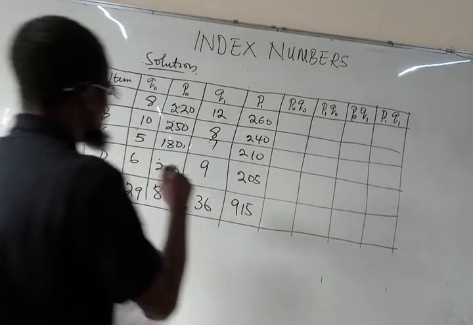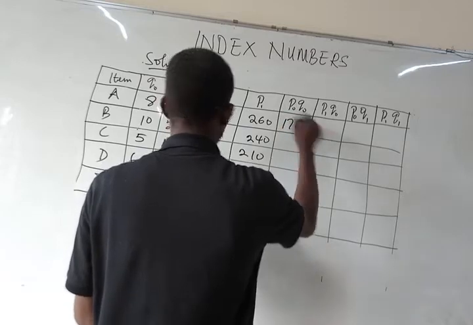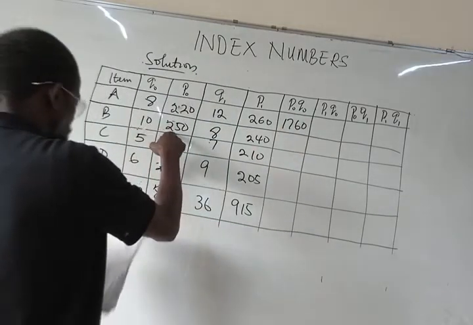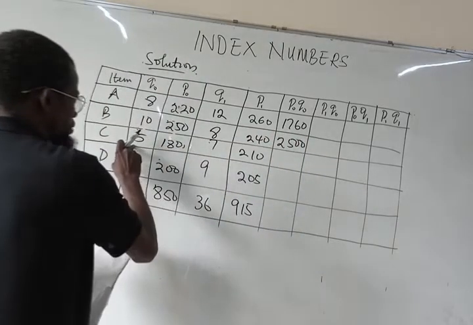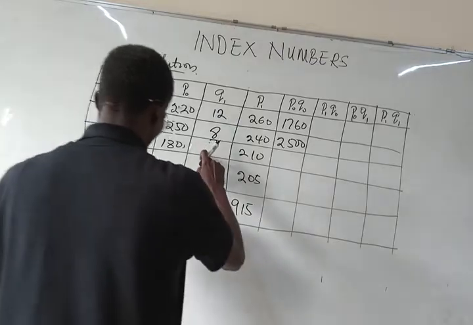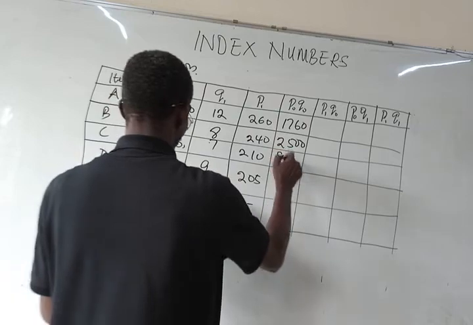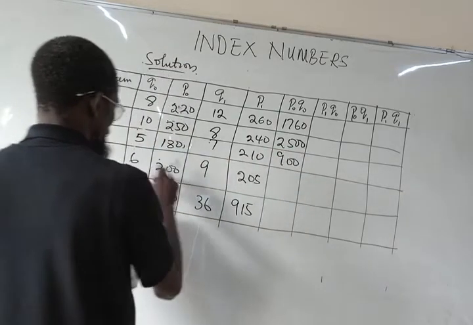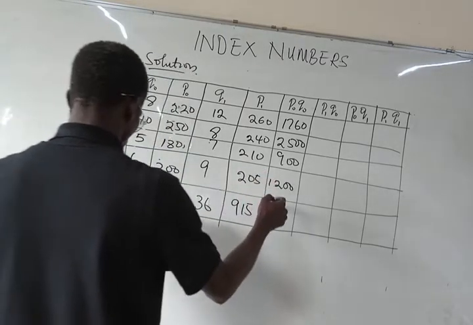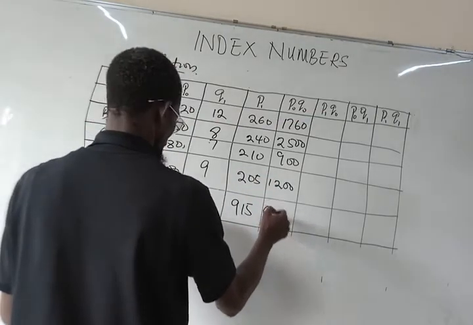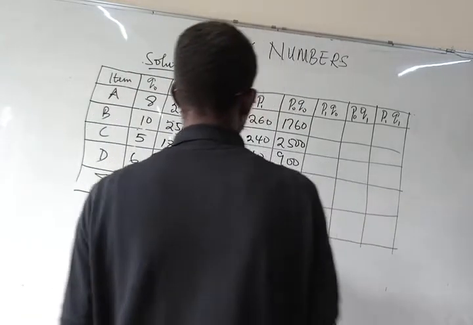So it means 8 times 222. So I will have 1760. 10 times 250. I will have 2500. Then 5 times 7. I will have 5 times 180. I will have 900. And 6 times this I will have 1200. And the total now will give me 6360.